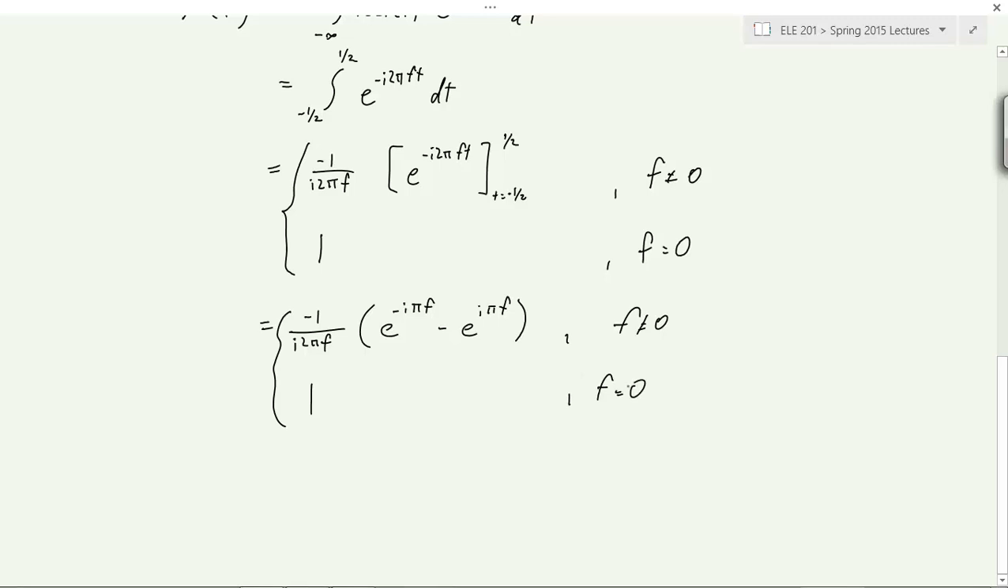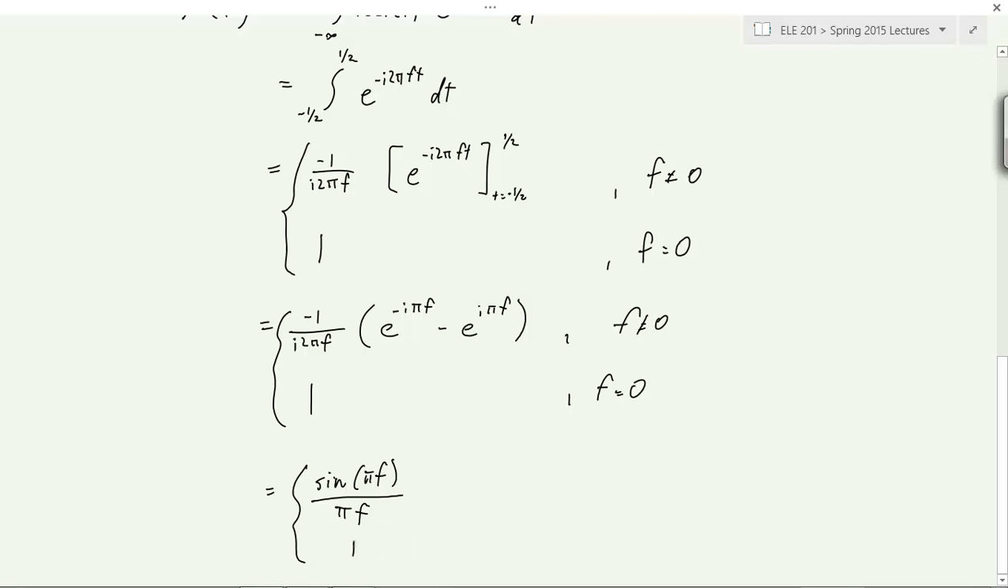And finally, I would rather interpret that as a sinusoid, because we have a difference of 2 complex exponentials. So that equals sine. I've got a negative here I'll bring in, and you can see that it actually just equals sine of pi f over pi f. Okay? Or 1.